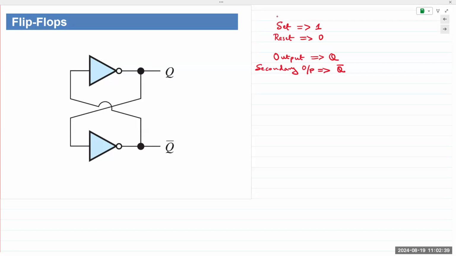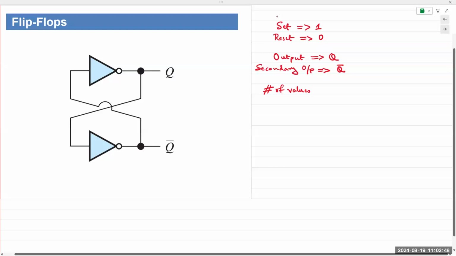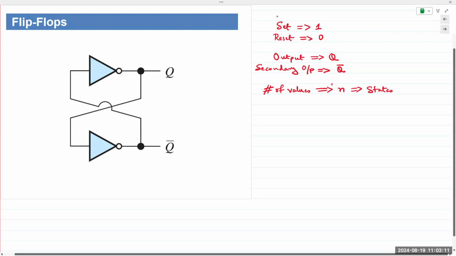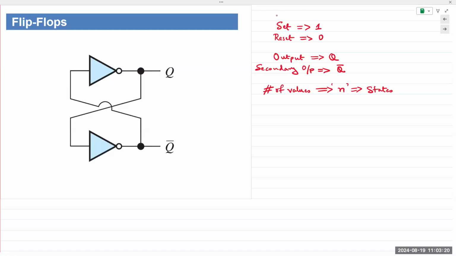The number of values that the system output can take is known as N, or the state. It's the operating point, the operating position of that circuit. So the output, also known as state, is referred to with a lowercase n. Uppercase N refers to the number of states.